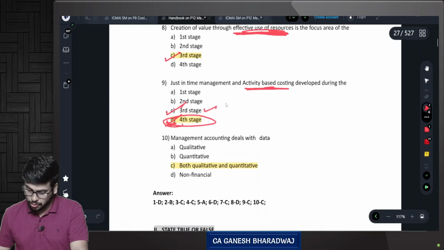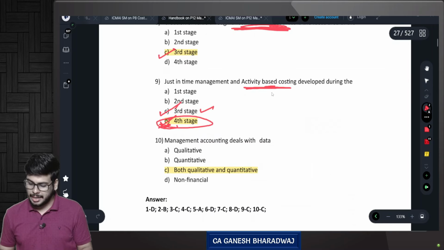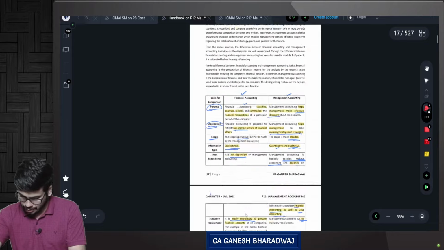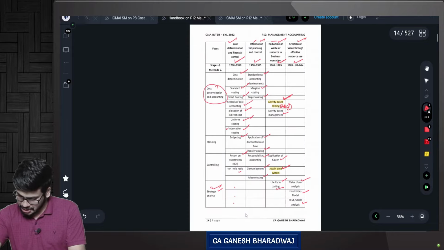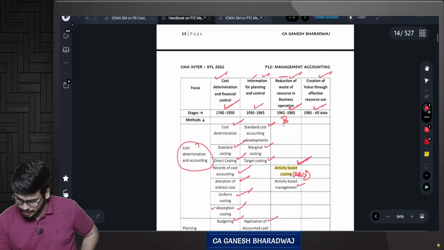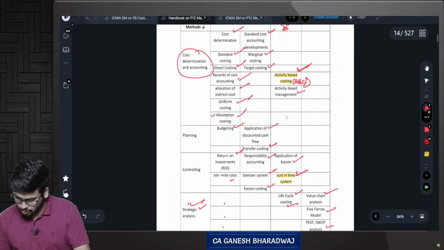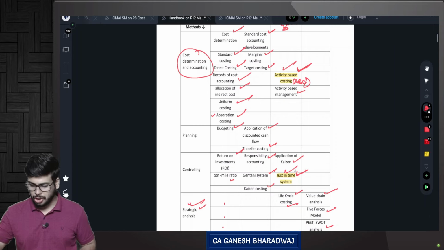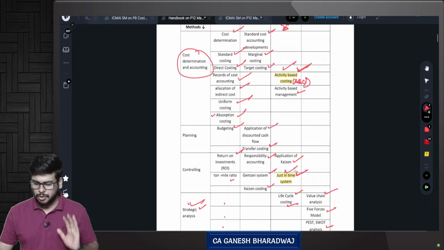In the third stage only, just in time and ABC developed. It developed during the third stage. Anyways, I've given the answers here. I will show you here. So it is mentioned, look at this. During the third stage only, activity-based costing and just-in-time came in. Correct or not? So using the tabular column, you can just answer it.